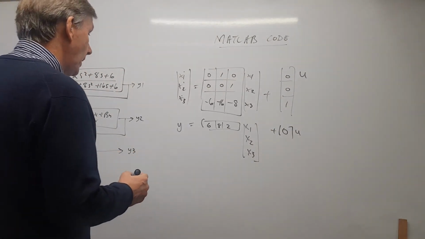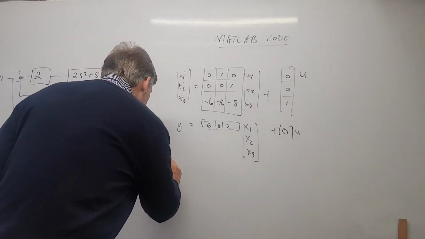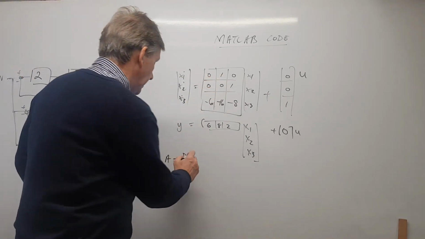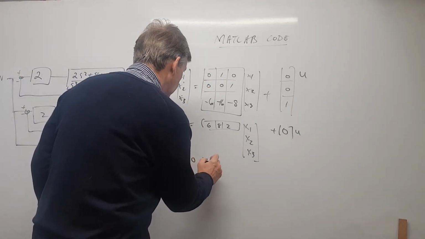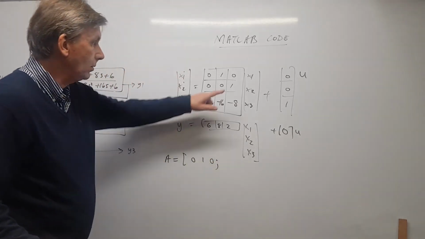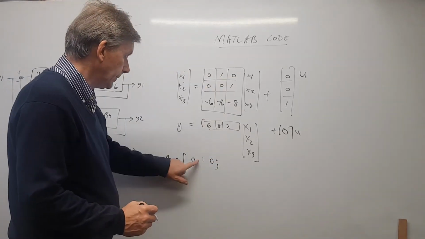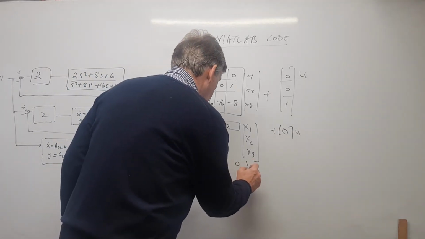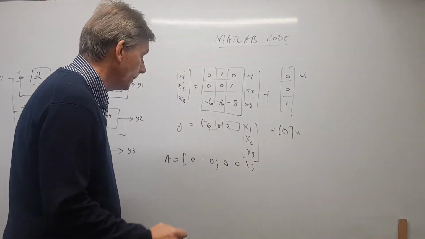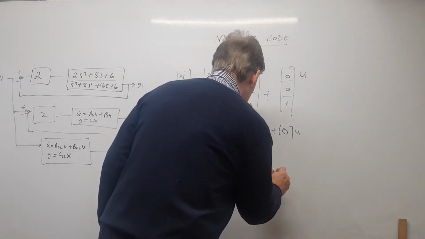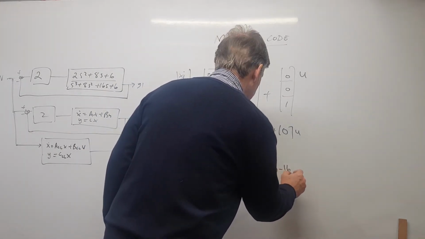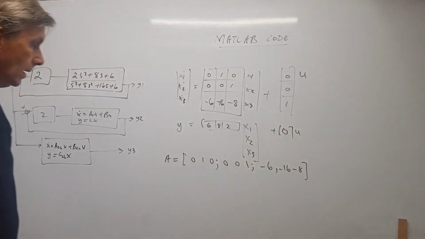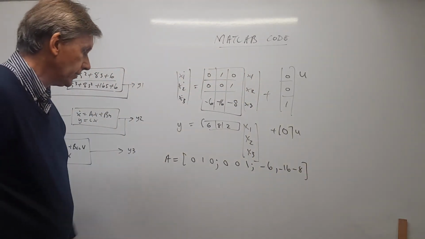Right. And so we can put A equals open square brackets and put this row in, so it's going to be 0, 1, 0, then a semicolon to indicate end of line, spaces in here as well. That'll be 0, 0, 1, semicolon, and then minus 6, minus 16, minus 8, close square brackets. So this is the A matrix in.